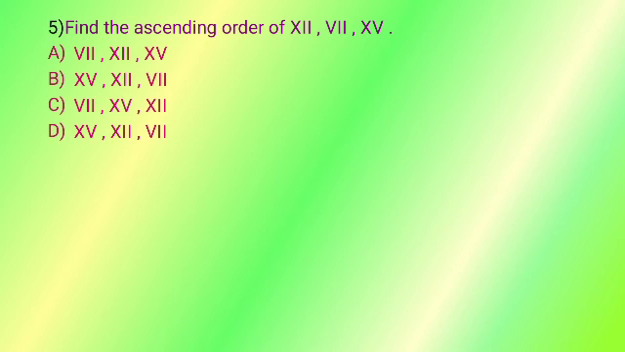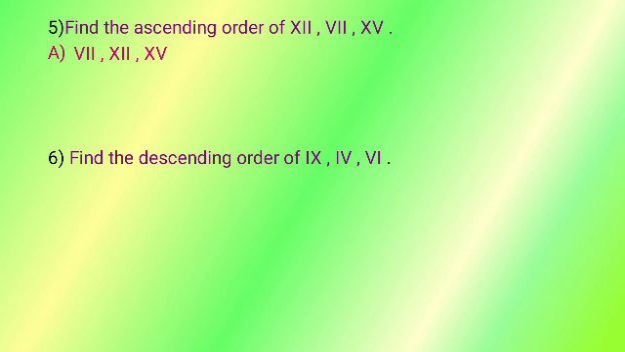Find the ascending order of XII, VII, XV. Ascending means smaller, then bigger. Smaller to bigger, that is the ascending order. Here you have to choose the correct option, whether it is A, B, C or D. For this you have to see which number is smaller, then bigger, and then bigger. So the correct option is A, because VII is 7, then 12, and next is 15. That is known as the ascending order.